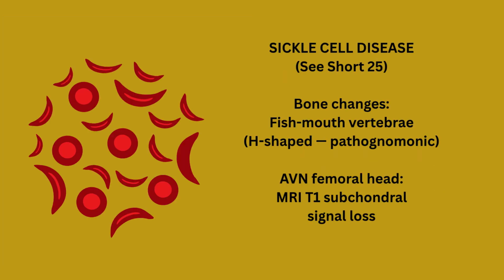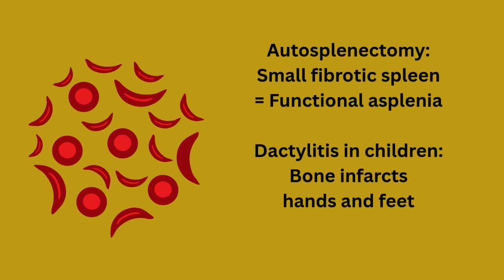Sickle cell disease: the pathognomonic finding is fish-mouth or H-shaped vertebra on X-ray. AVN of the femoral head: MRI shows subchondral T1 signal loss. End-stage disease: autosplenectomy, a small fibrotic spleen on imaging. Dactylitis in children. For details, see Short 25.